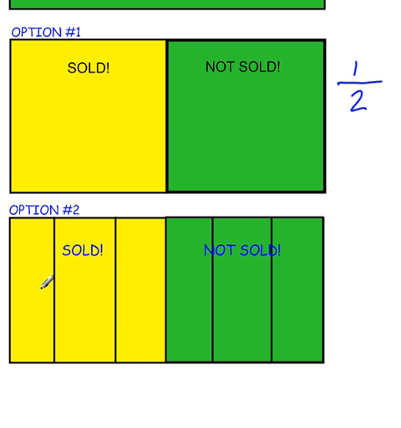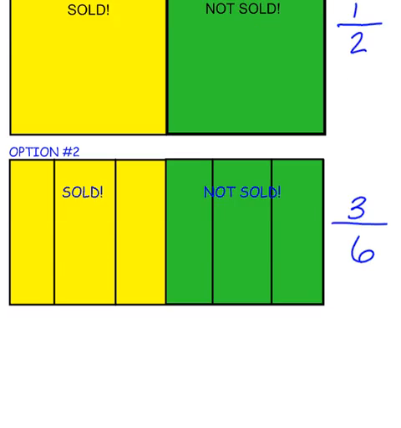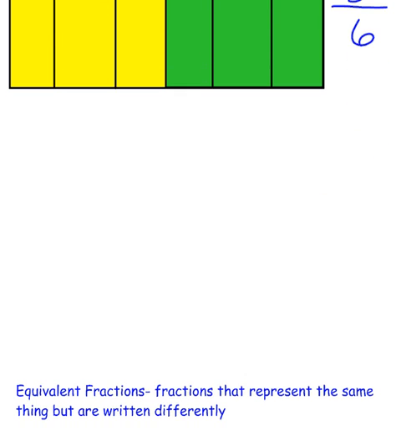And so let's see here, 1, 2, 3, 4, 5, 6. So we've got 6 parts here, and how many are sold? 3. So we've got 3 parts sold out of the 6 lots. Now, both of these fractions, 1/2 and 3/6, are representative of equivalent fractions. Equivalent fractions definition down here. So we got 1/2 and we had 3/6.